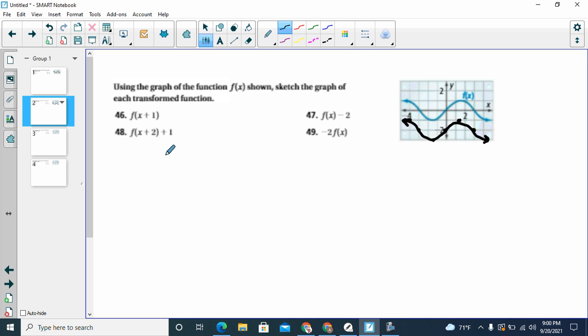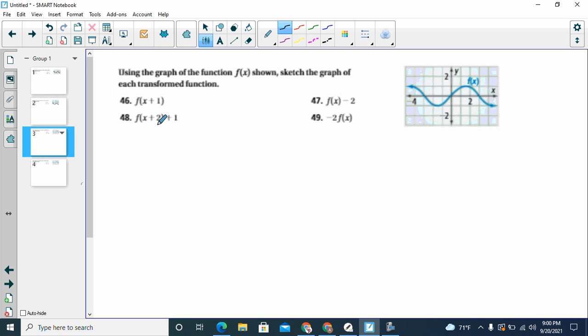Number 48 has both a horizontal and a vertical translation in it. The plus 2, very similar to the plus 1, is going to move us left 2 units. Plus 1 tacked onto the end is going to move us up 1 unit. So take each of the important points, and we are translating left 2 up 1. So this point moves left 2 up 1. This point here, we're going left 2 up 1.